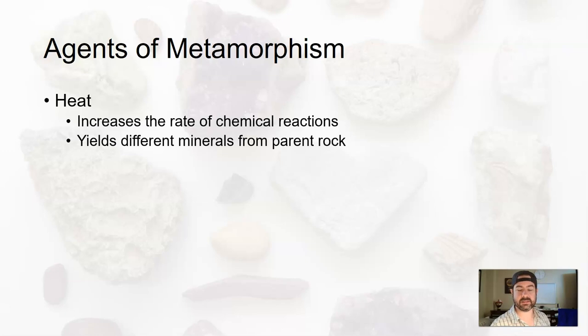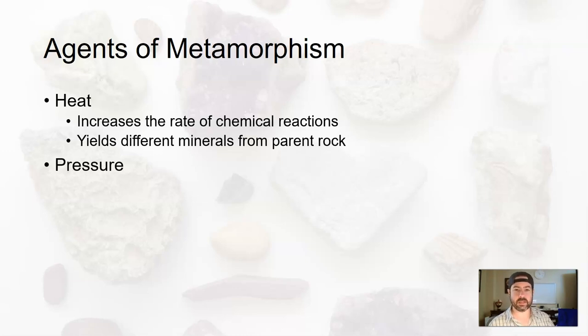What the heat does is increase the rate of a chemical reaction, so getting new minerals from the parent rock, thus changing what the rock is. Remember, a rock is defined by usually two or more minerals. So if you're changing one of those minerals, therefore you're changing the rock. You're morphing the rock. So heat is one agent of metamorphism, and then pressure.